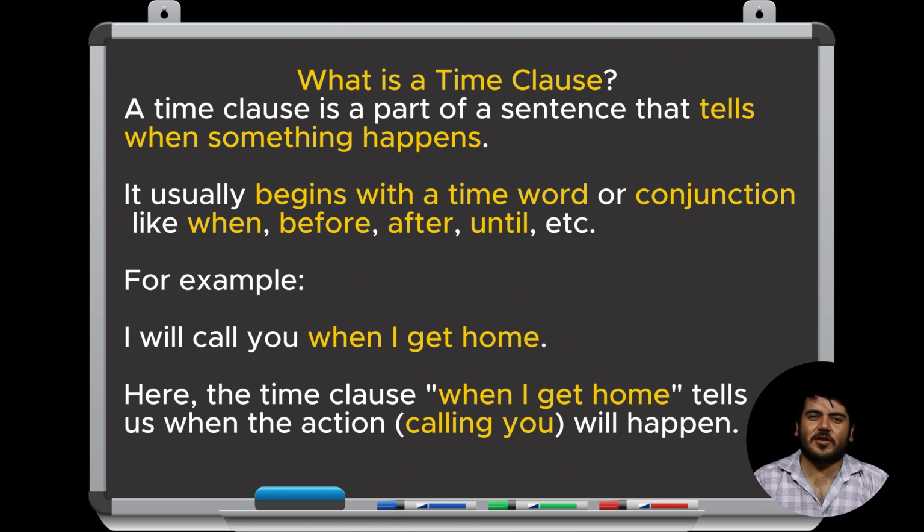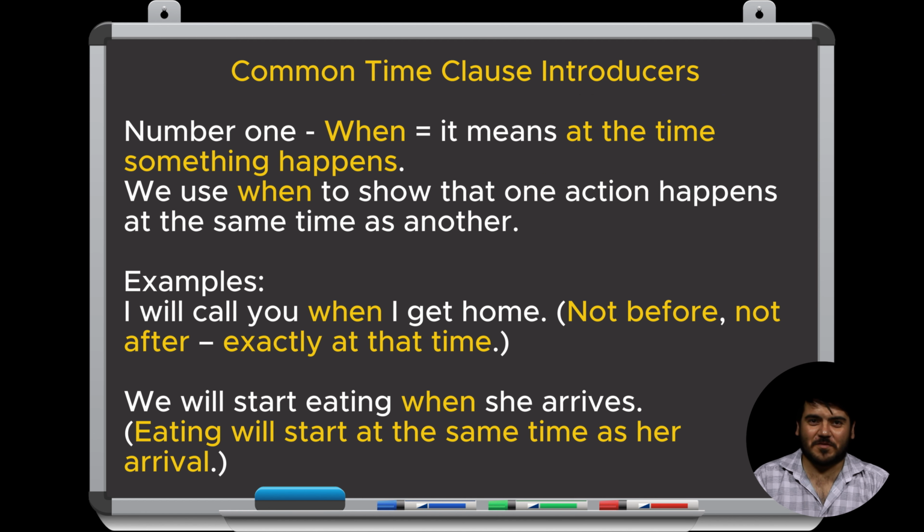For example, I'll call you when I get home. Here, the time clause when I get home tells us when the action of calling you will happen. Common time clause introducers. Number 1, when. It means at the time something happens. We use when to show that one action happens at the same time as another. Examples, I'll call you when I get home. Not before, not after, exactly at that time. You'll start eating when she arrives. Eating will start at the same time as her arrival.